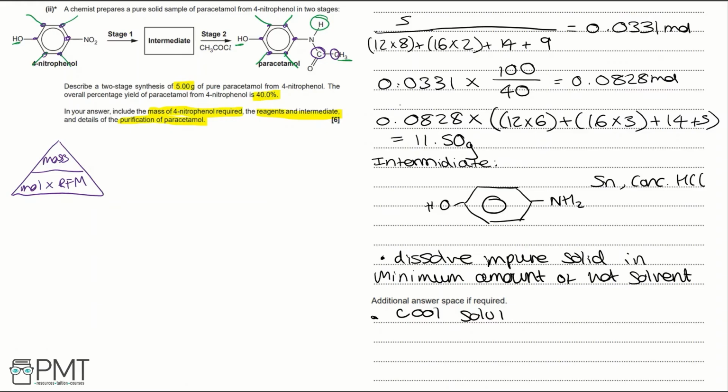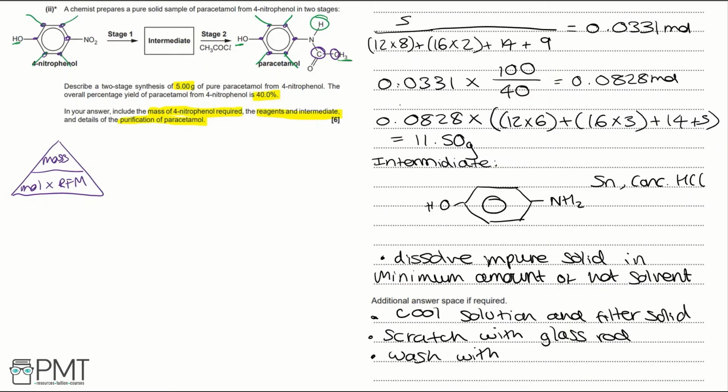Cooling and filtering are always really important when talking about purification. Again, these are steps that come up quite often. Our third bullet point is that we're going to scratch with a glass rod. This is a step that doesn't often come up in purification, but is really important in this specific type of purification when you're looking for a pure solid. And finally, we're going to wash with a cold solvent and dry. Washing and drying with cold solvent is often the final step of purification. To get the 6 marks for this question, you have to have the correct calculation of the mass of 4-nitrophenol, correctly identify the reagents and intermediate, and have a detailed description of most of the purification steps.